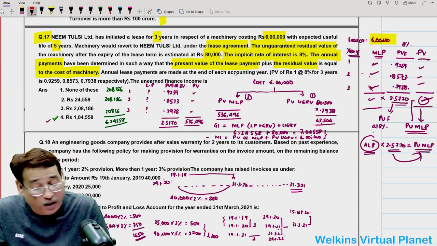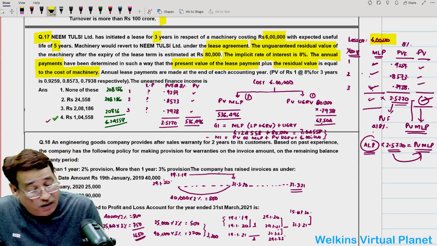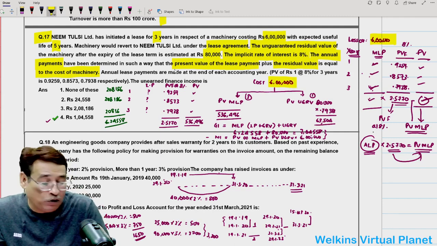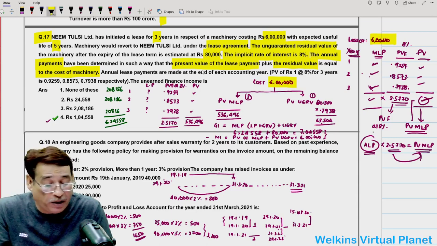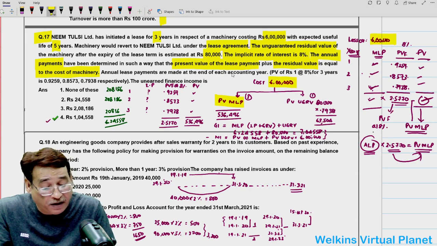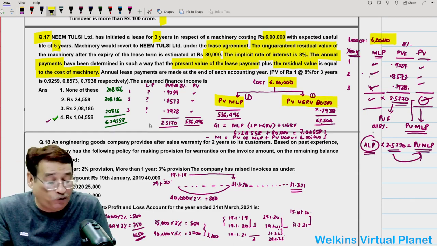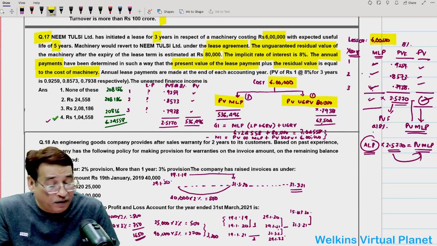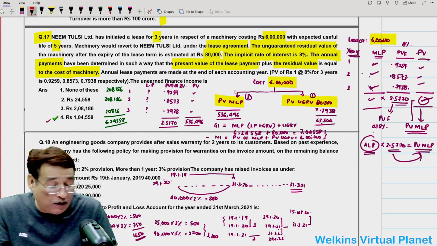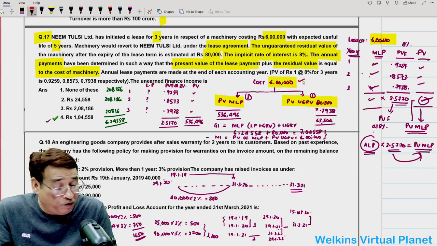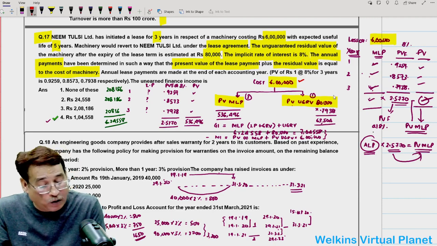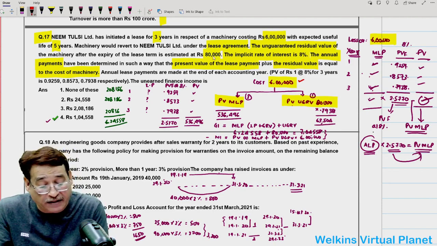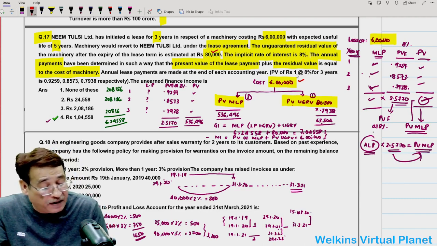Just a moment. As per this particular line, the question says that annual payments have been determined in such a manner that present value of minimum lease payment plus present value of unguaranteed residual value is equal to the cost. Now in this question, we have the cost. With the help of this line, we can solve the entire question. We have the cost 6 lakh. And the question states very clearly that present value of minimum lease payment plus present value of unguaranteed residual value is equal to cost.